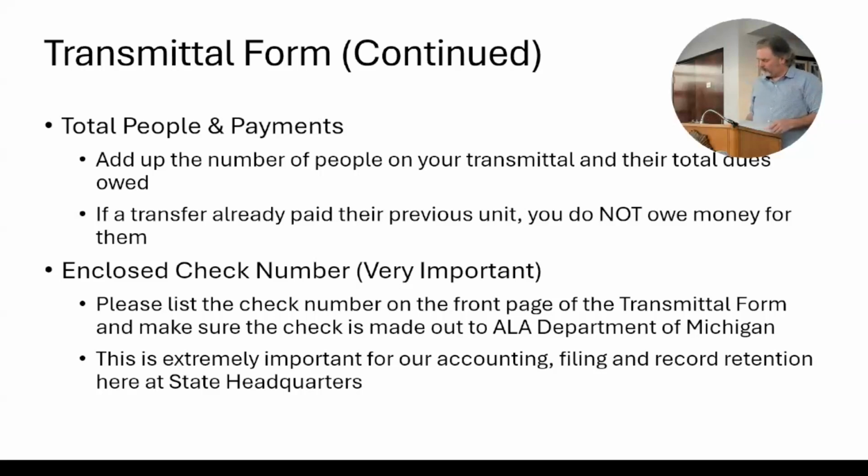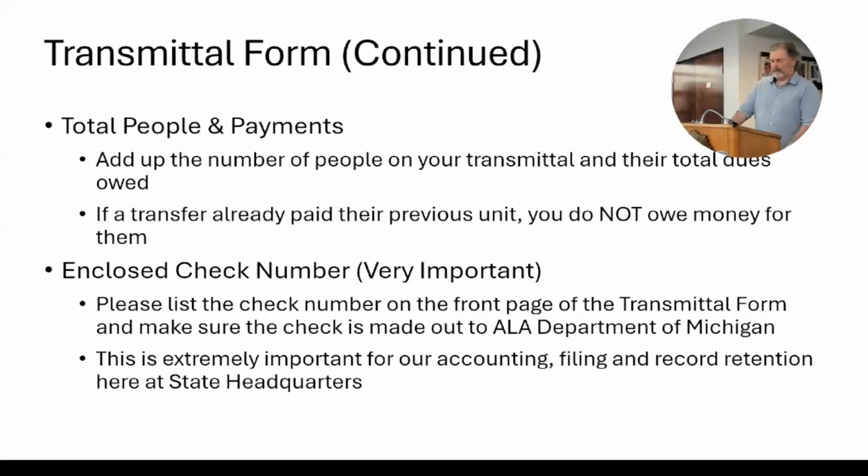On your checks, make sure they are made out to, and this is with everything, this is donations, make sure ALA Department of Michigan. Okay, because sometimes we've actually received checks that are made out to individual people, or The Legion. So make sure that your checks are ALA Department of Michigan. Again, this is extremely important for our accounting, our filing, and our records retention here at state headquarters, which, as you can see, we have over 100 years of paperwork that we're keeping track of here at department.